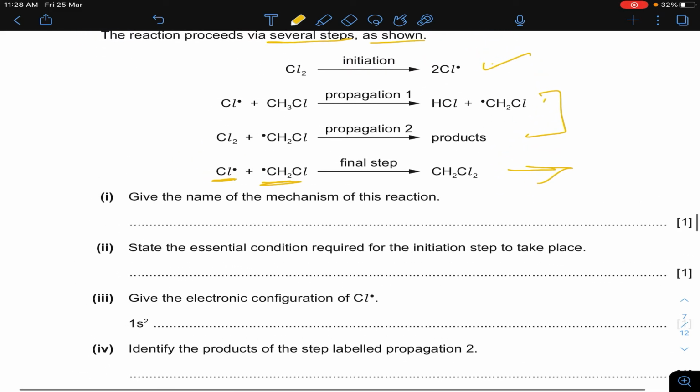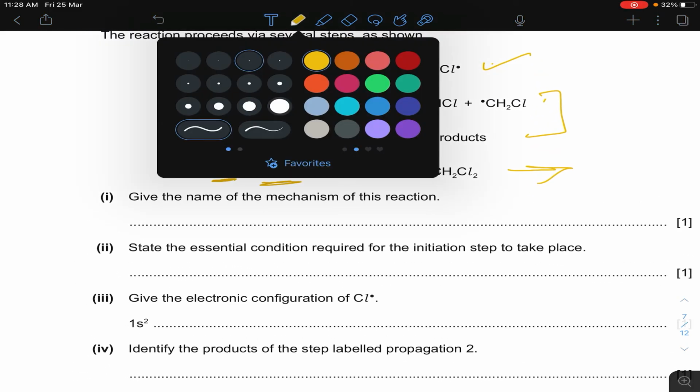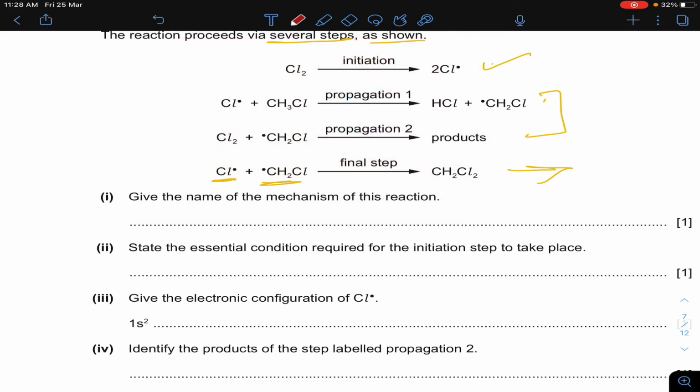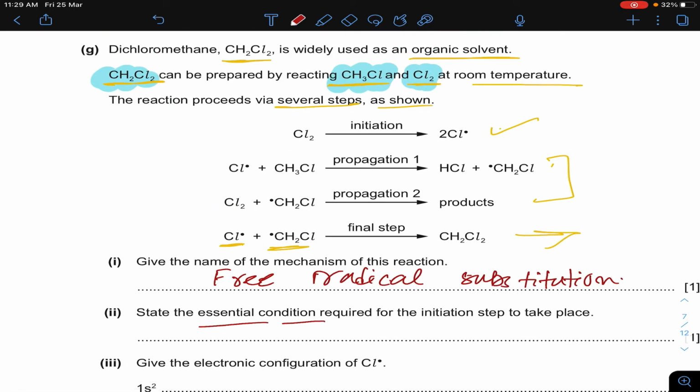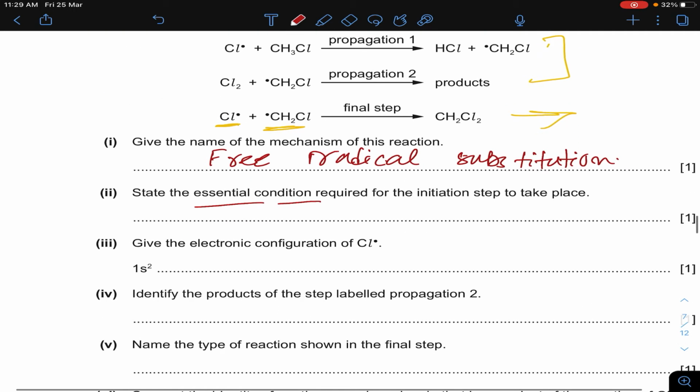Give the name of the mechanism of this reaction. Because this is the reaction of alkanes in which halogen is being added, this is free radical substitution. Right, free radical substitution. State the essential condition required for the initial step to take place. For this initial step we need ultraviolet radiation.